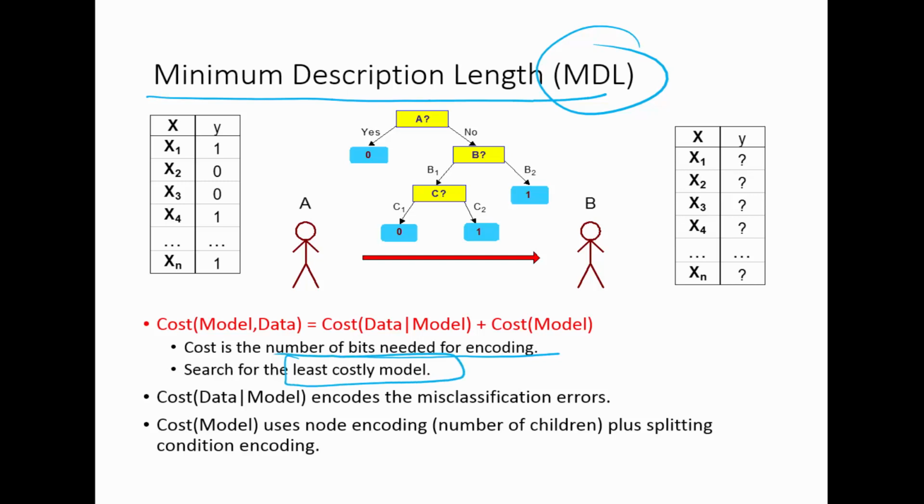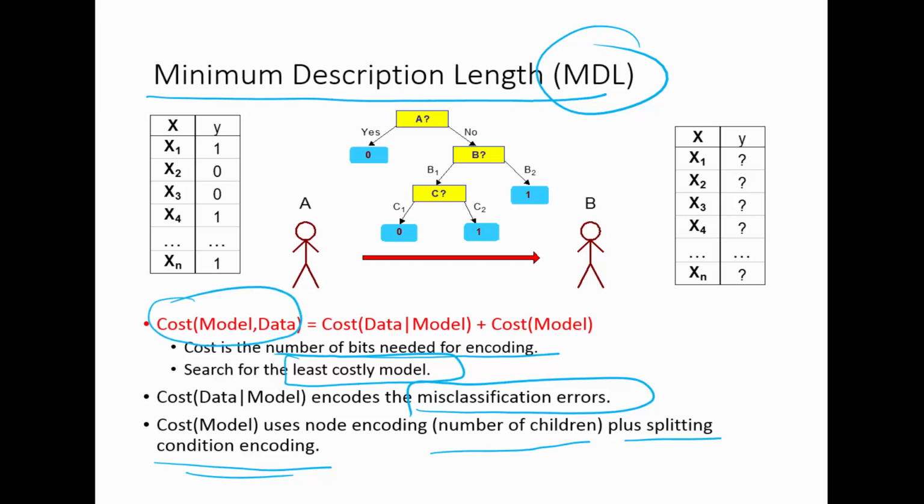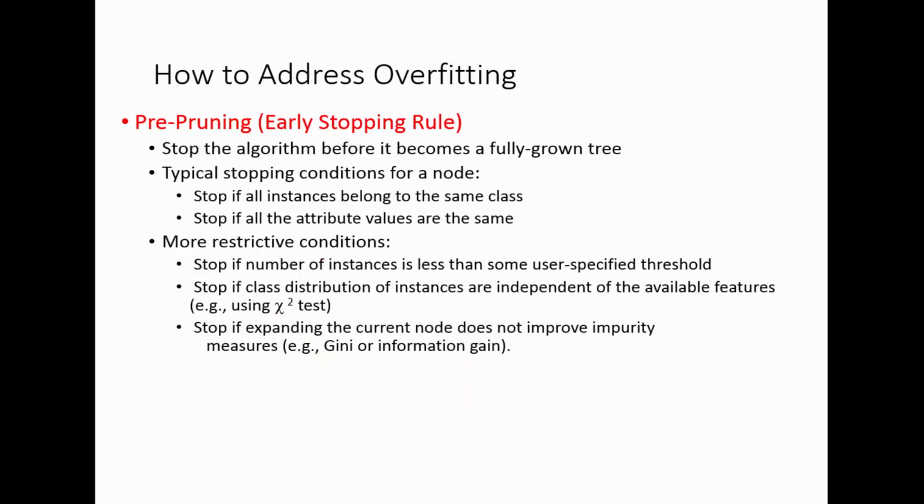Okay, so how do we define the cost? Cost of data given model is the misclassification error. And cost of model is nothing but the number of children plus the splitting conditions encoding. That means how many splits, how many branches are happening here. All that will be taken into consideration, and you calculate this metric and find the model with the least cost. All that is being taken care of by the software nowadays. You don't have to worry, but sometimes you have to make manual decisions to cut down on some of the branches which are not necessary.